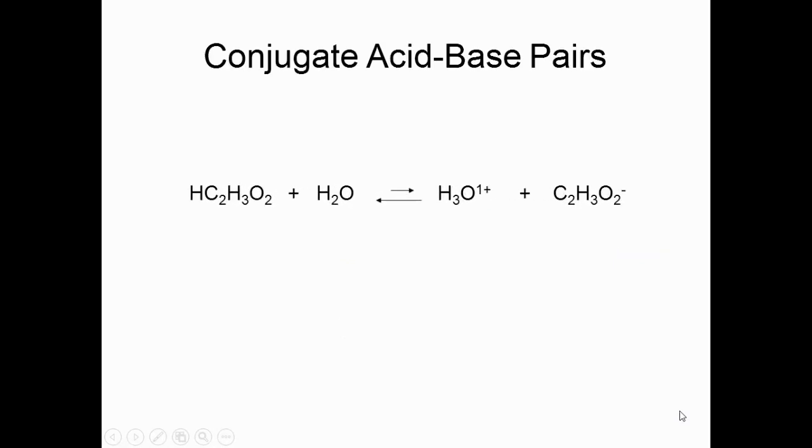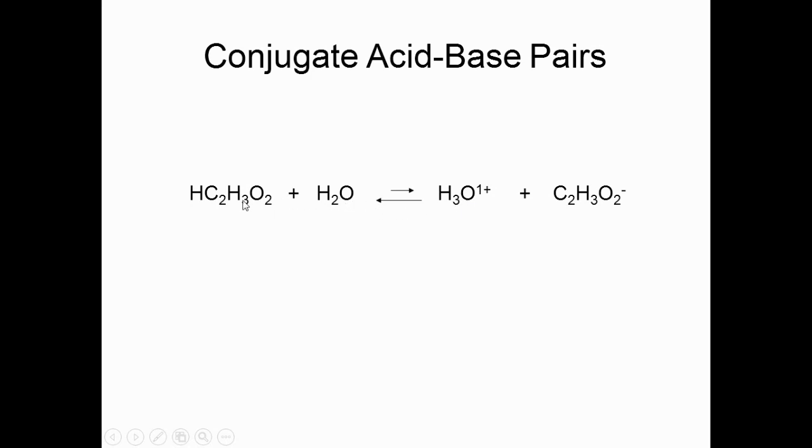So let's summarize here what we've been talking about. Let's see if you can identify what's happening here. I need you to help me identify the conjugate acid-base pairs. So you might recognize this as acetic acid and water. Well, acetic acid is a stronger acid than water, so therefore what's going to happen is the water is going to act as a base when it's reacting with acetic acid, which means it will accept a proton. Notice that the water starts off as H2O, ends up as H3O+, so it accepted a proton.